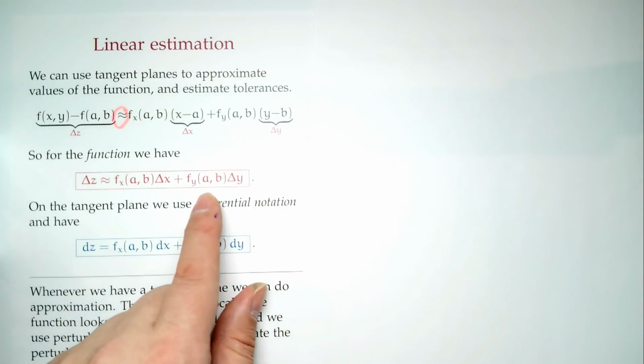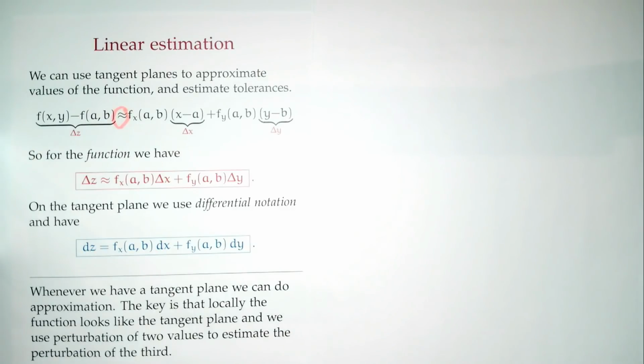Similarly, you have f_y, the rate of change in the y direction. Delta y is the amount of change in y. So you say, okay, I'm changing at this rate in the y direction. I've changed my y input by this amount. Therefore, I'm going to have a change in my function.